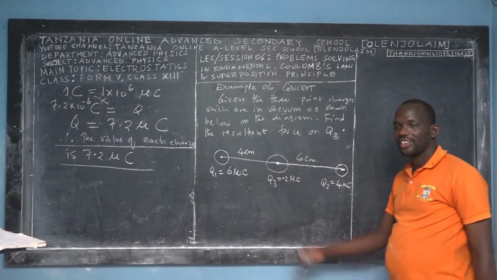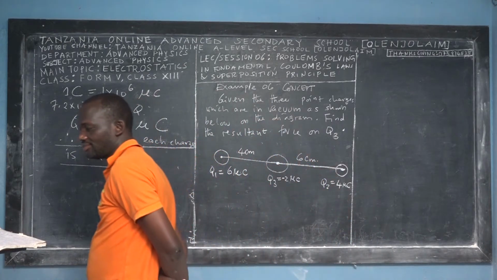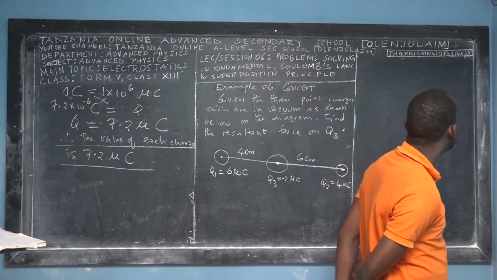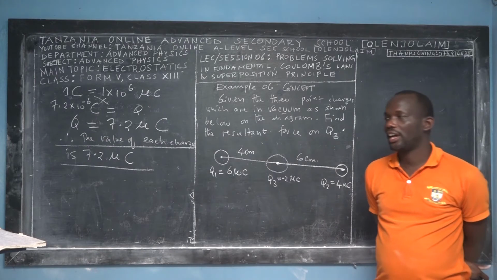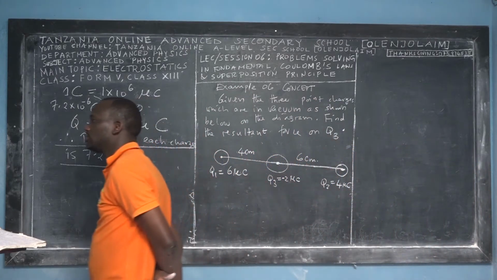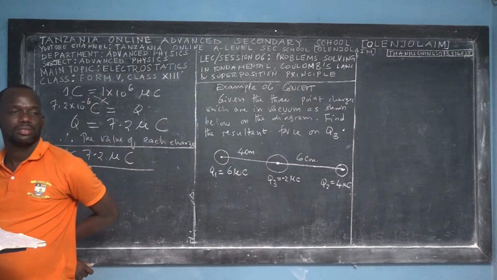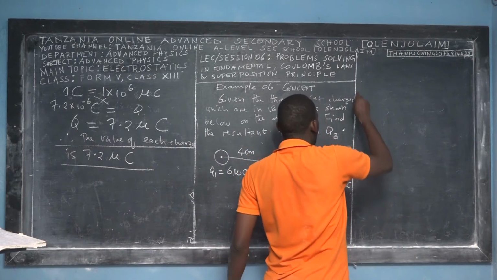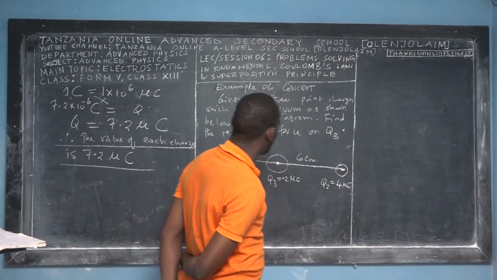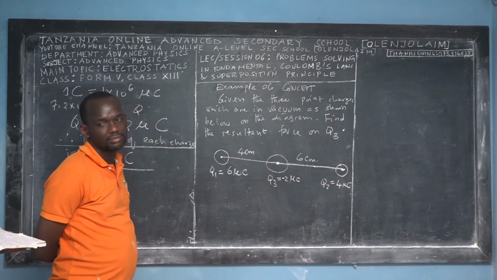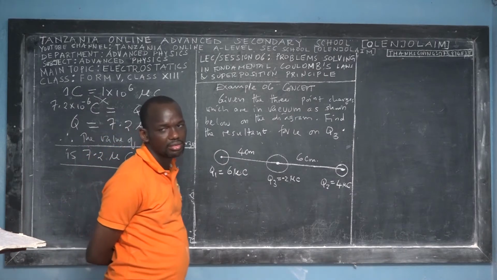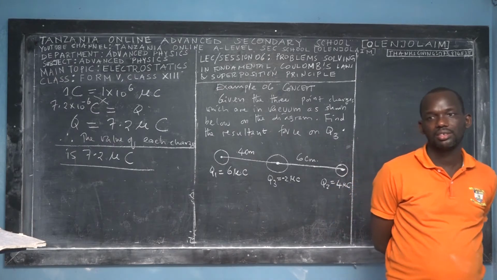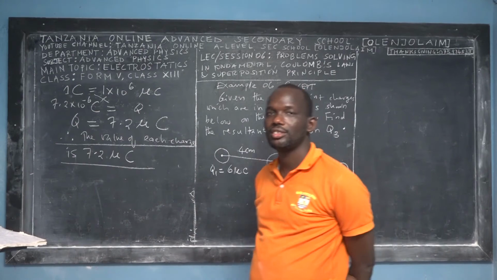Now find the resultant force on Q3. How can you find it? I talked about the resultant force. You have vertical components and horizontal components of the force. But here, all the forces are horizontal forces. Can you try it? Take a piece of paper, pause the video and try it for a minute.